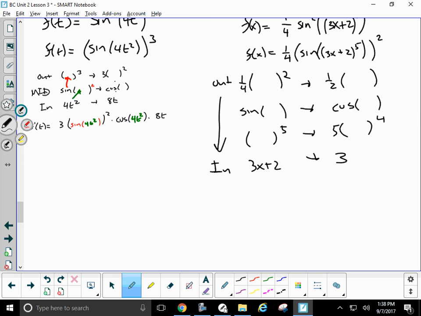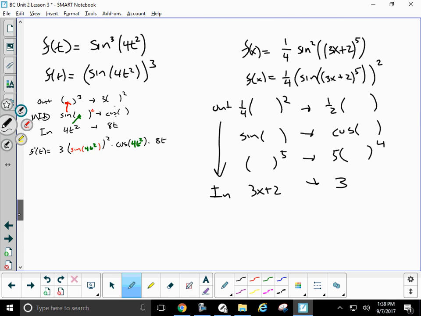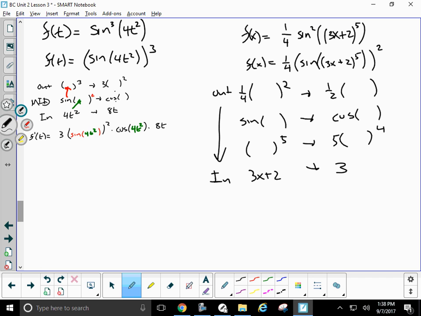What would that derivative look like? Well, it wouldn't be pretty. It'd be nice and long, but it would be correct. It would be 1/2 cosine 5 to the 4th times 3.